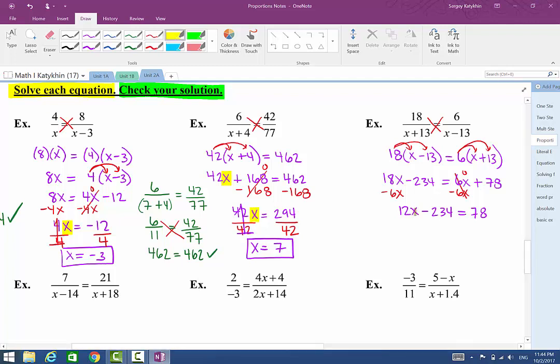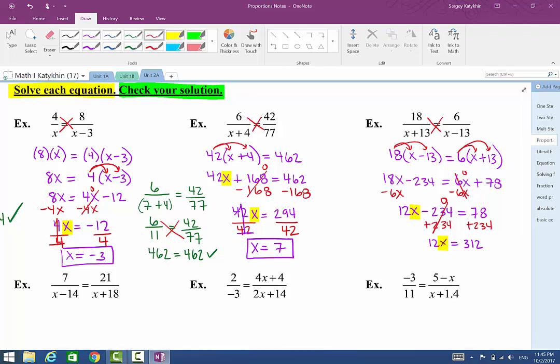Now notice in this problem, this is a two-step equation now, so we need to add 234 first. So we're going to add 234 to both sides. That gives us negative 234 plus 234 gives us 0. And then when we add 78, we have 12x is equal to 78 plus 234, which is 312.